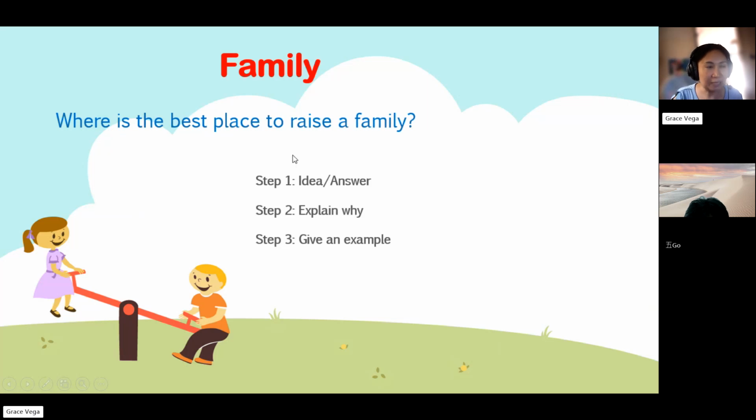Where is the best place to raise a family? What do you think, Daisy? Do you think it can be in your place or abroad or other countries? Where do you think is the best place to raise a family? Step 1, give me an idea or an answer.